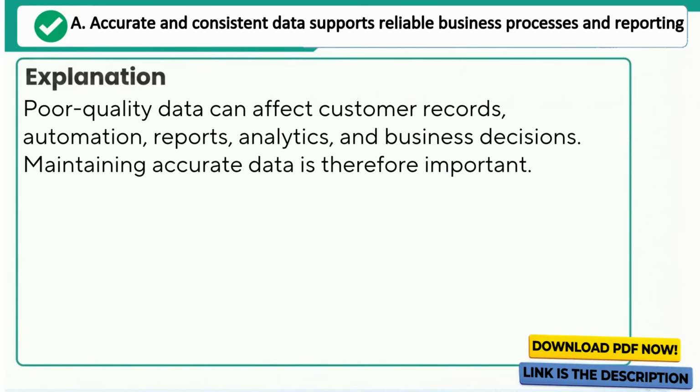Correct answer. A. Accurate and consistent data supports reliable business processes and reporting. Explanation. Poor quality data can affect customer records, automation, reports, analytics, and business decisions. Maintaining accurate data is therefore important.